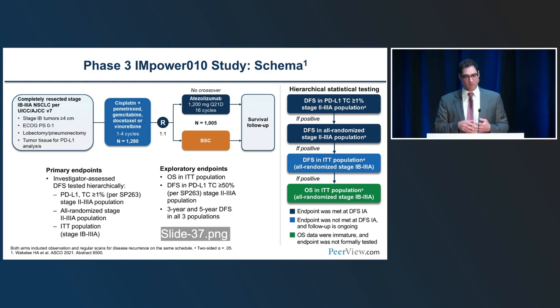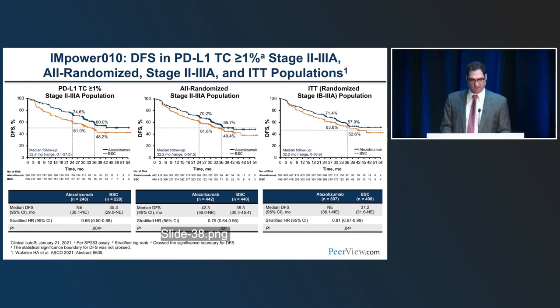The primary endpoint was investigator-assessed disease-free survival, and they did hierarchical statistical testing in terms of their statistical design, going to disease-free survival for PD-L1 positive, defined as TC 1% or more for stage 2 to 3A patients, and then if positive, to look at all randomized population, and then go to look at intention to treat DFS, and then overall survival.